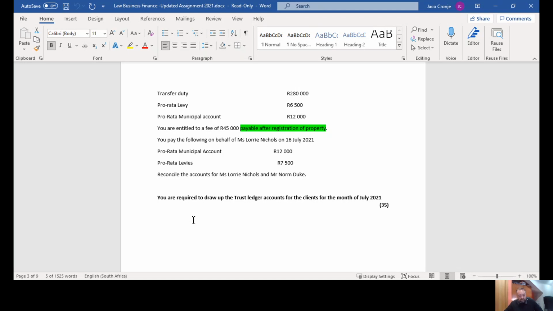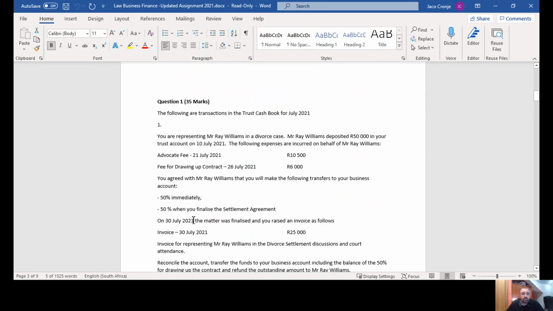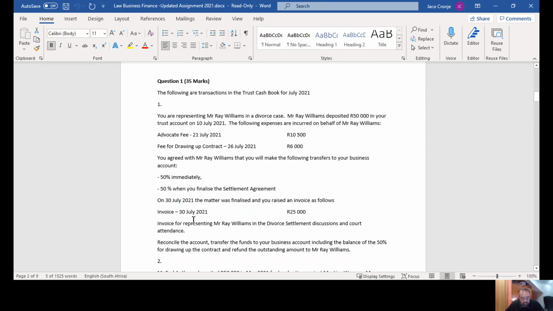Okay, so that's my little hint if you guys want to use it. So let's go back to the top. It says the following transactions are in the trust cash book for July 2021. So we are doing the month of July 2021.